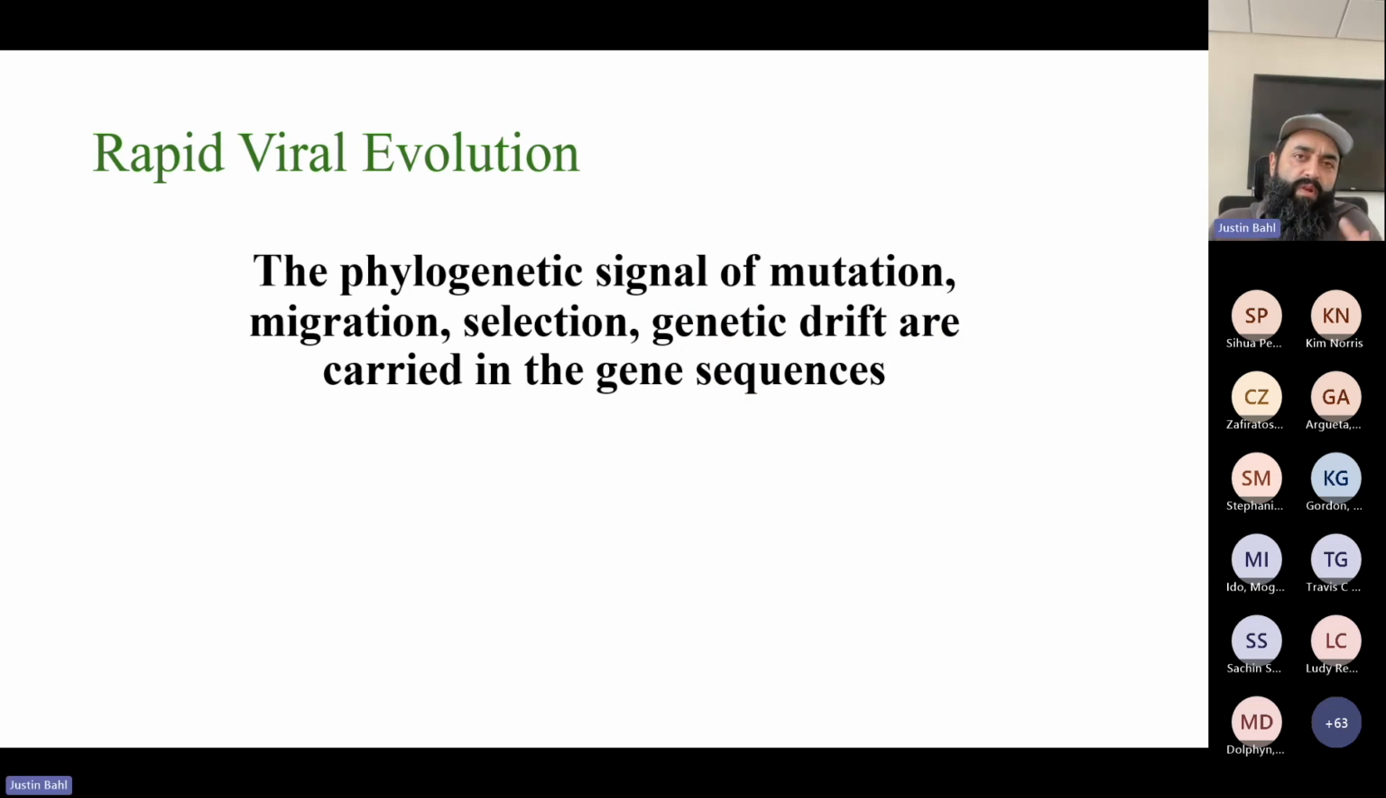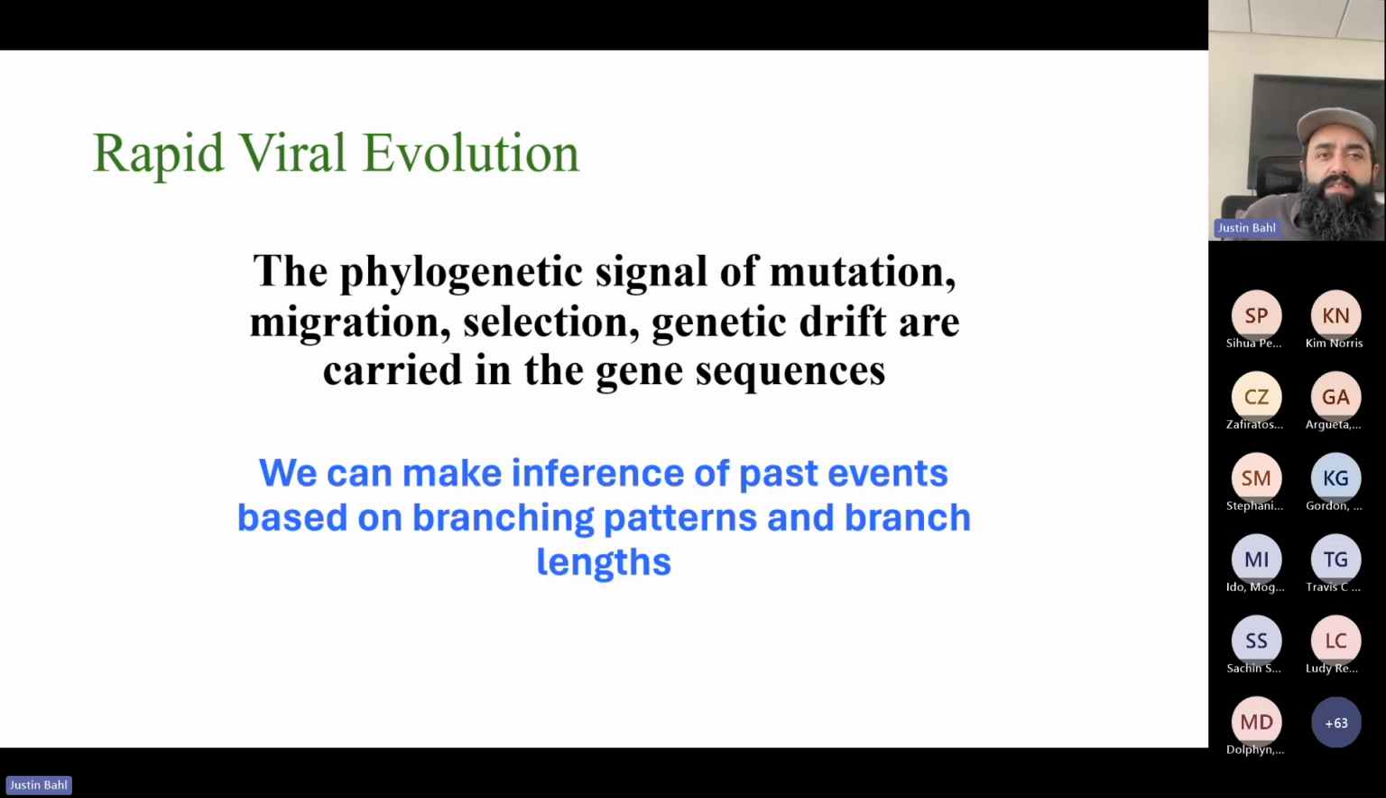One of the reasons why we can make this type of interpretation is because viruses evolve very rapidly. When we examine those gene sequences, line them up, and build the phylogenetic tree, we're seeing the signal of mutation, migration, selection, and genetic drift that is present within that population of gene sequences. We can make inferences of past events based on the branch patterns and branch lengths. So long branch lengths might say we have a period of missing data or a period of rapid evolution. If we have a lot of very short branches and rapid spread, we might say we're having rapid evolution, or an increased number of infected individuals, a rapidly increasing spread within a population.